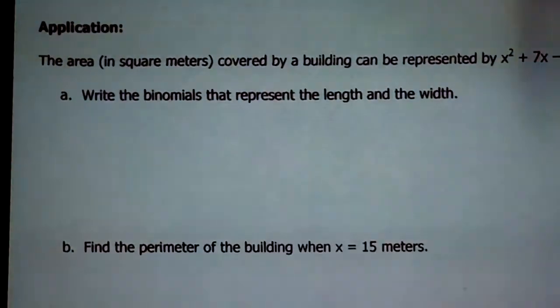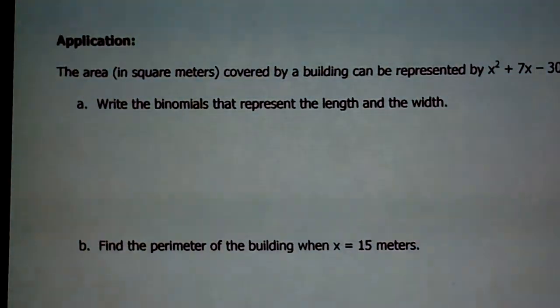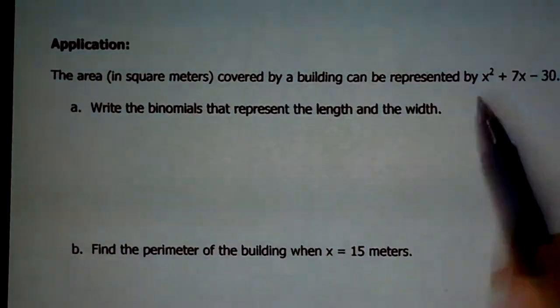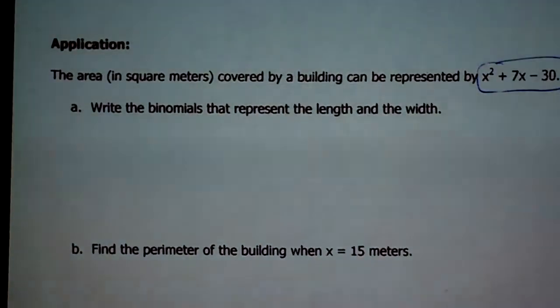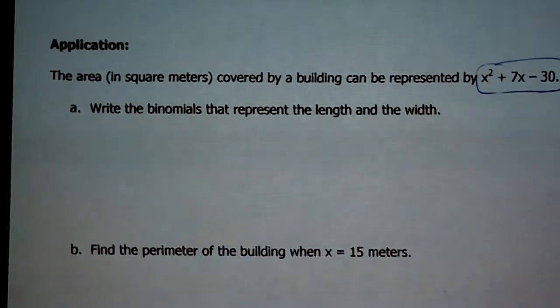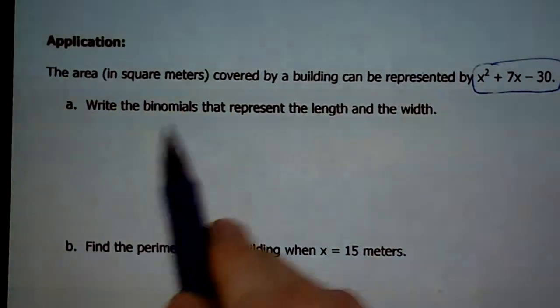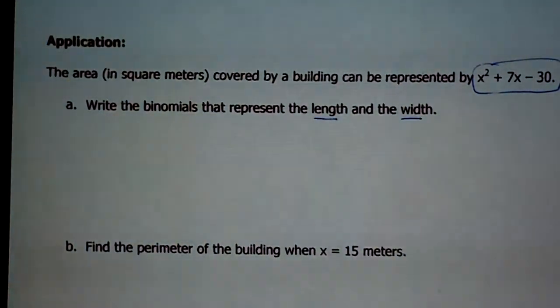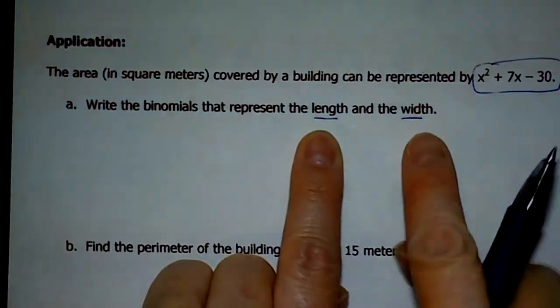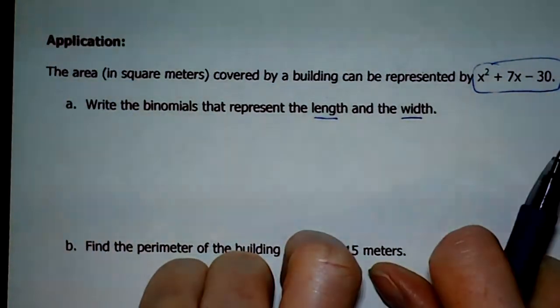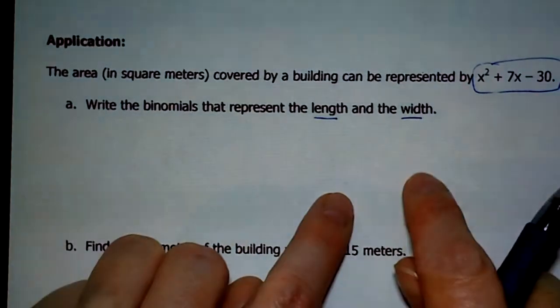Okay, application. The area in square meters covered by a building can be represented by, and here is your lovely little expression here. To get area, don't you need length times width? This expression doesn't tell me length times width. I ask you, what are the binomials that represent the length and the width? So basically, I want to know what times what will give me that. We're not looking for like 3 times 4 here. I'm looking for a binomial multiplied by another binomial.